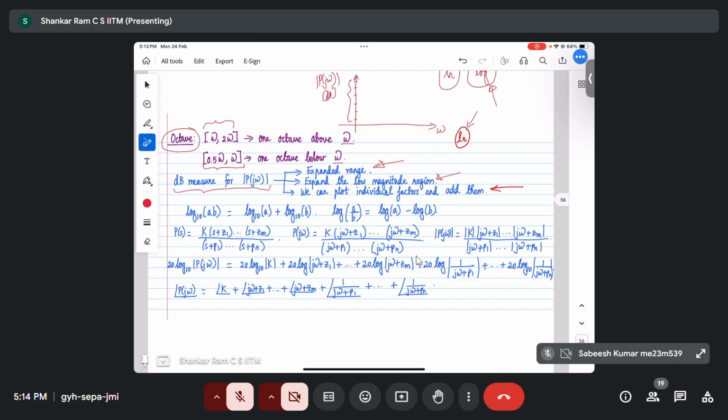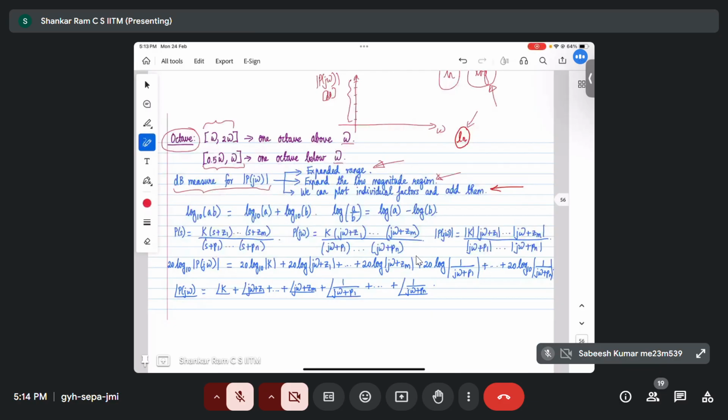That is because of a very useful property of logarithms. Please remember, log of a times b is log of a plus log of b. Similarly, log of a by b is log of a minus log of b. So this also can be written as log of a plus log of 1 by b.